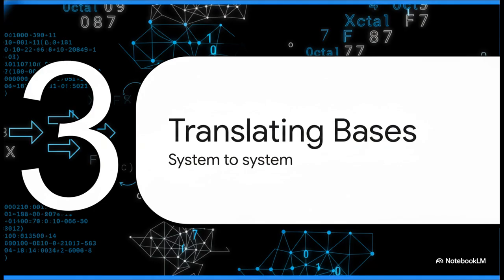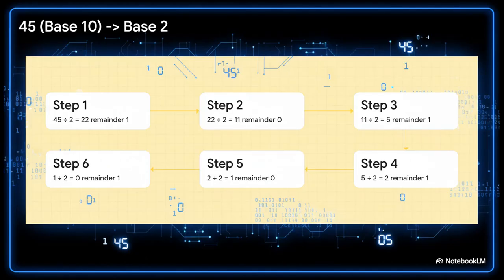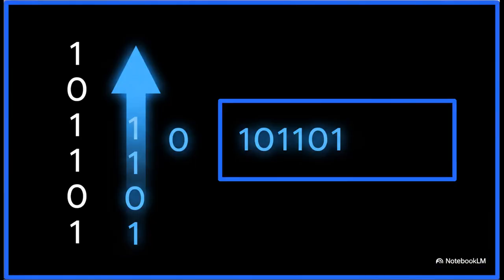All right, so now that we get the basic structure, we can start doing some really cool stuff, like translating between these different languages for numbers. So let's say we want to write the number 45 in a way a computer can understand. We've got to convert it to base 2. And the method is actually pretty simple. All you do is keep dividing by 2, over and over again. And the key thing is to keep track of the remainder each time you divide, all the way down until you get to 0.